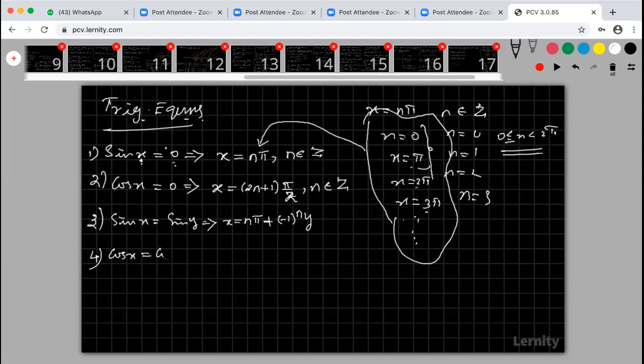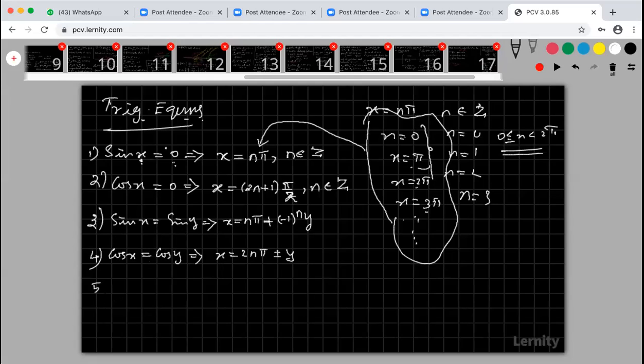If cos x is equal to cos y, then what is the general solution? My general solution is x is equal to 2nπ plus or minus y. Cos x is equal to cos y means x = 2nπ ± y.